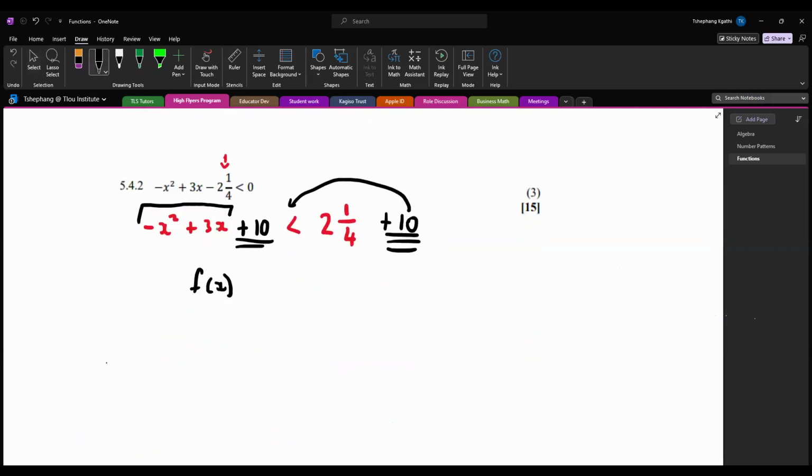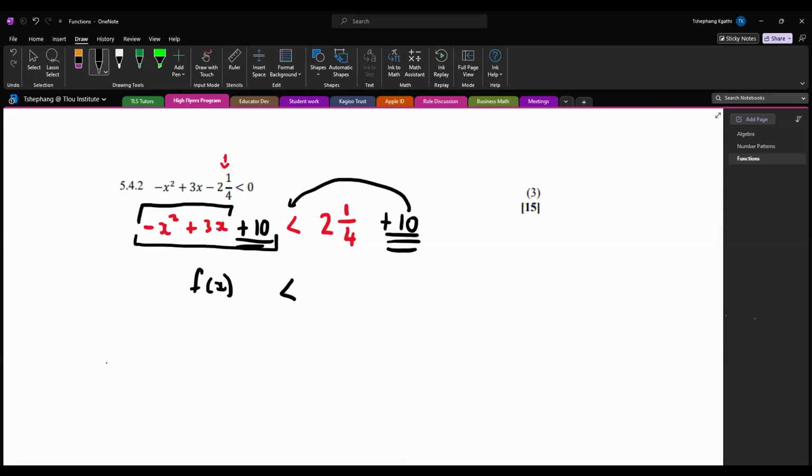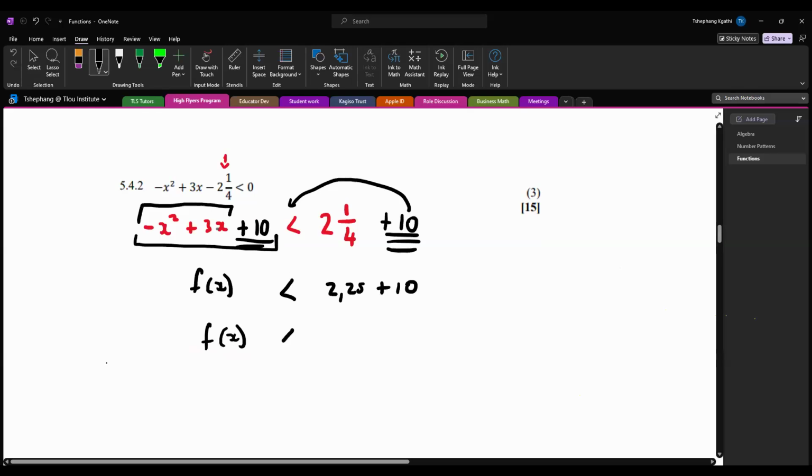Now this whole guy becomes f of x is what? Is less than. Now I just add that. And 2 1/4, a quarter is 0.25. So this is 2.25 plus 10. Then f of x is going to be less than 12.25.